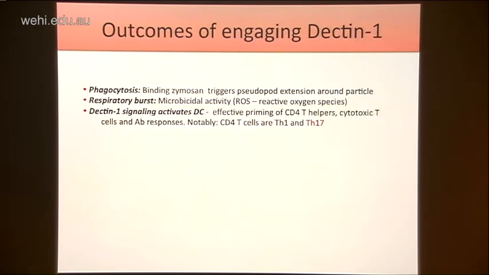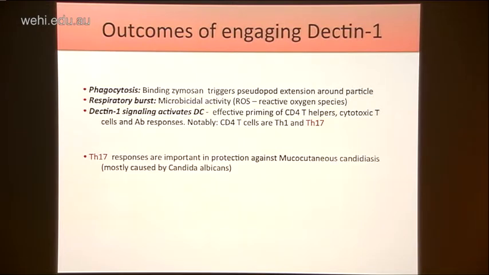And that's important because an activated DC is in a prime state to facilitate the proper activation of CD4 T helper cells, which then help the activation of cytotoxic T cells and also support a very strong antibody response. What's interesting is that Dectin-1 ligation will also induce Th17 type cells. And that's interesting because it is the Th17 cells that have been associated with protection against fungal infections, particularly against mucocutaneous candidiasis.